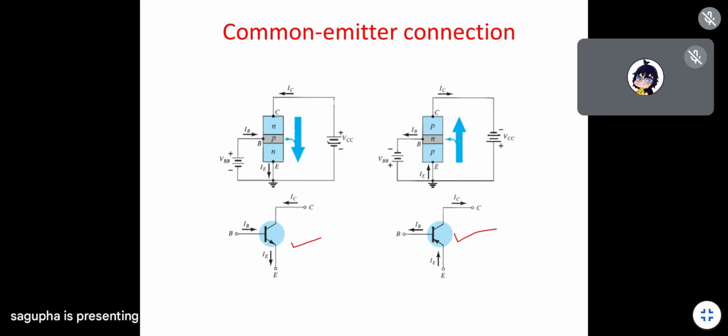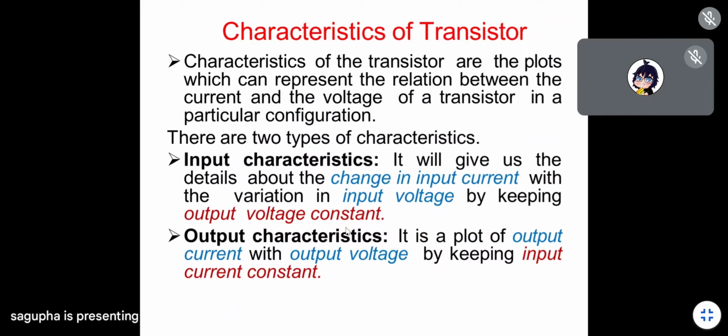Listen, for common emitter configuration, we have to check the input and output characteristics of the transistor. Basically, the input characteristics show the change in input current with the variation in input voltage, keeping the output voltage constant. And the output characteristics give the plot between output current and output voltage, keeping the input current constant. This is how we have to check.